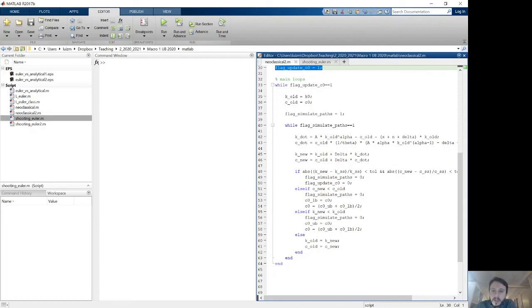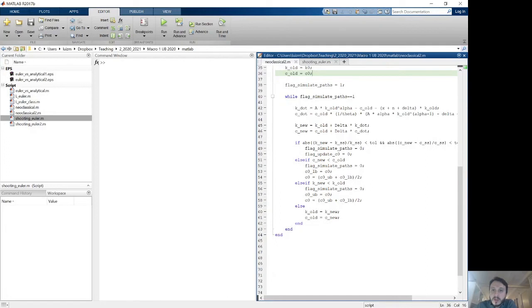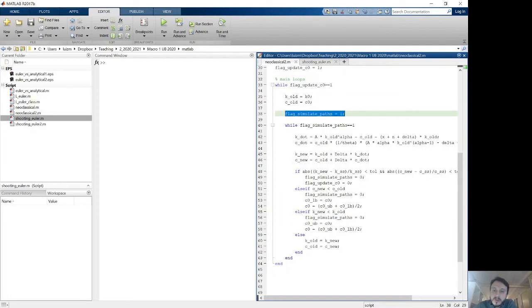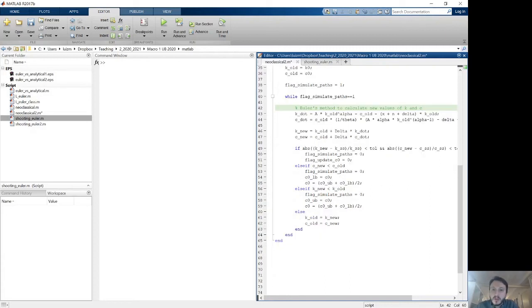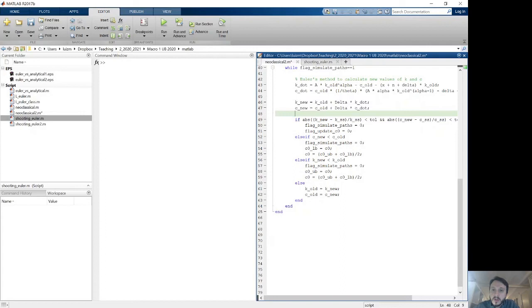And then MATLAB enters the main loop, and we define the previously calculated value of capital as the initial capital and the previously calculated value of consumption as the initial consumption. And we are saying to MATLAB, look MATLAB, now we want you to simulate the paths of consumption and capital. So MATLAB enters this while loop, and we use Euler's method to calculate new values of K and C, capital and consumption. And then we calculate them. So 1, 2, 3, 4 things can happen.